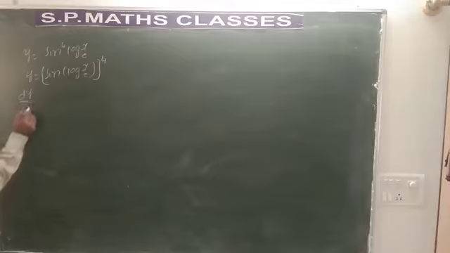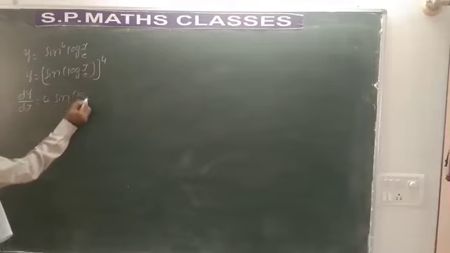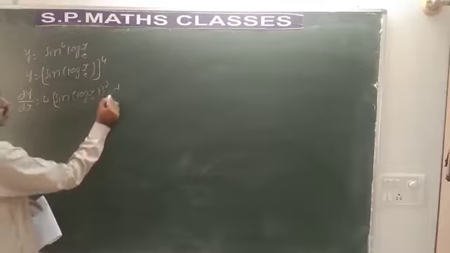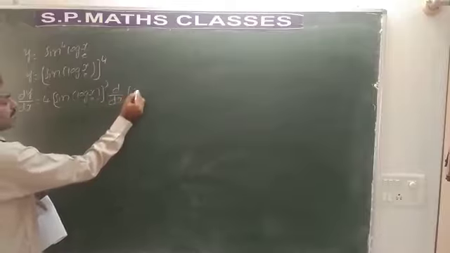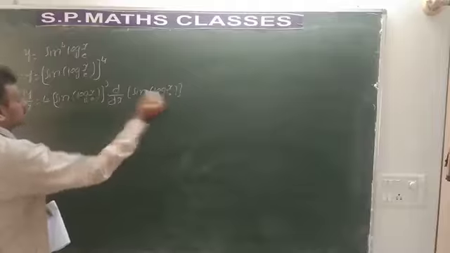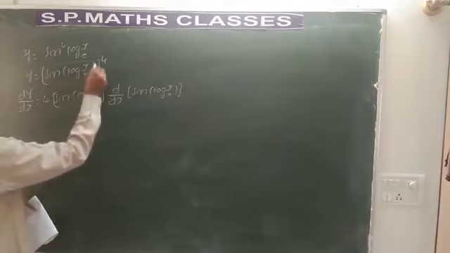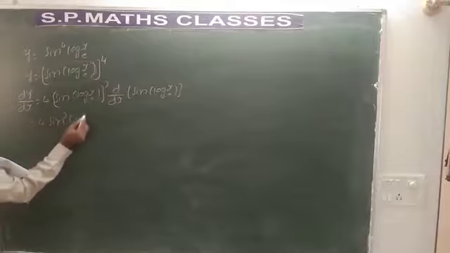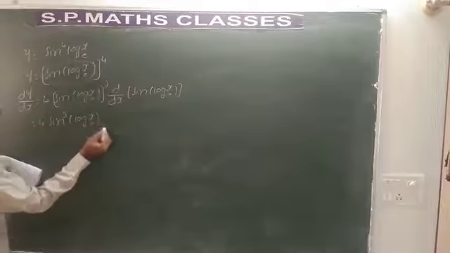What is dy by dx for this? 4 into sine of log x to base e whole power 3 into derivative of sine of log x. Hope you have understood this. Log x to base e, the whole thing is taken as x. It is like x power 4. Further, 4 into sine cube of log x to base e.